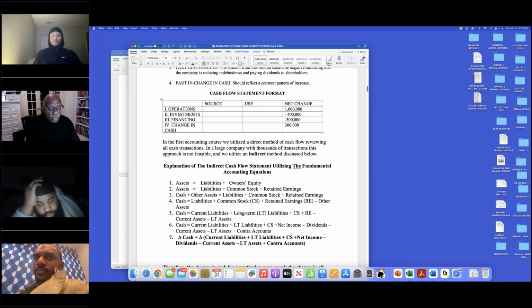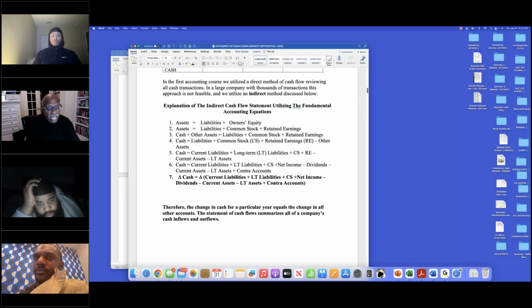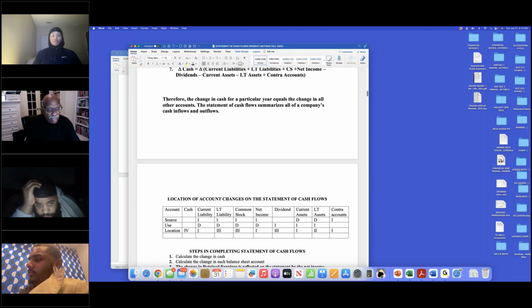But what you should realize is that if you have a current liability, it's going to be in part 1 operation. That's all we're looking at. So the change in cash is in part 4. A current liability is going to be in operations. A long-term liability is going to be in part 3 financing. Common stock is going to be in part 3 financing. Net income, that's an operation. That's the main thing that we do. Dividends is in part 3 financing. Current assets is going to be in part 1, Roman numeral 1. So it's going to be in operations. Long-term assets are going to be in part 2, and the contra assets are going to be in part 1.